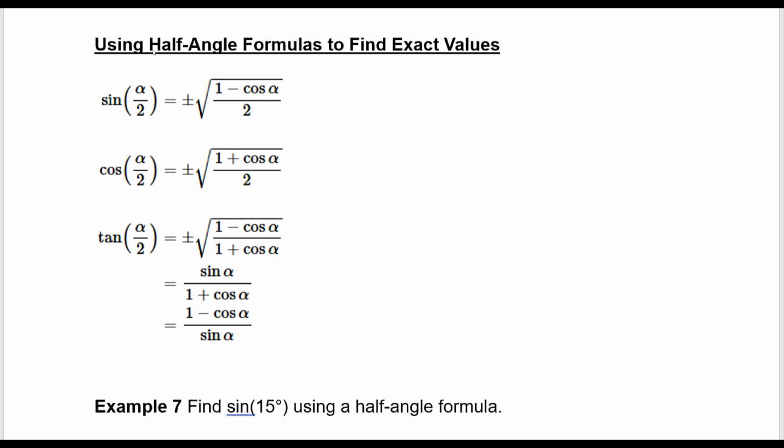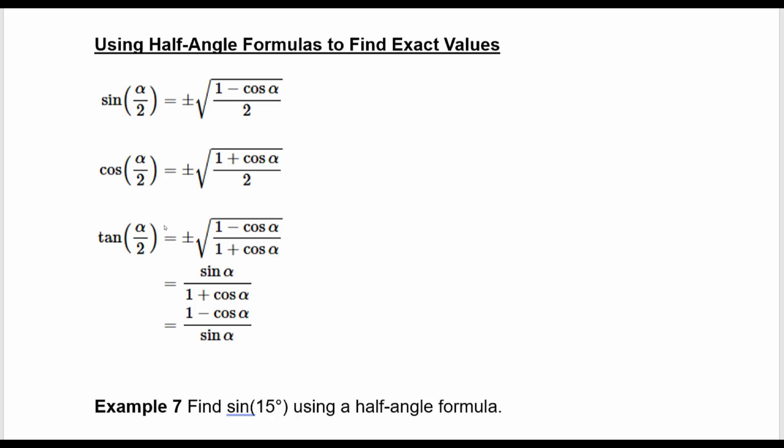Now we'll talk about using half-angle formulas to find exact values. So with half angles, sine of alpha over 2 is plus or minus the square root of (1 minus cosine of alpha) over 2. Cosine of alpha over 2 is plus or minus the square root of (1 plus cosine of alpha) over 2. This looks like the power reduction formula.